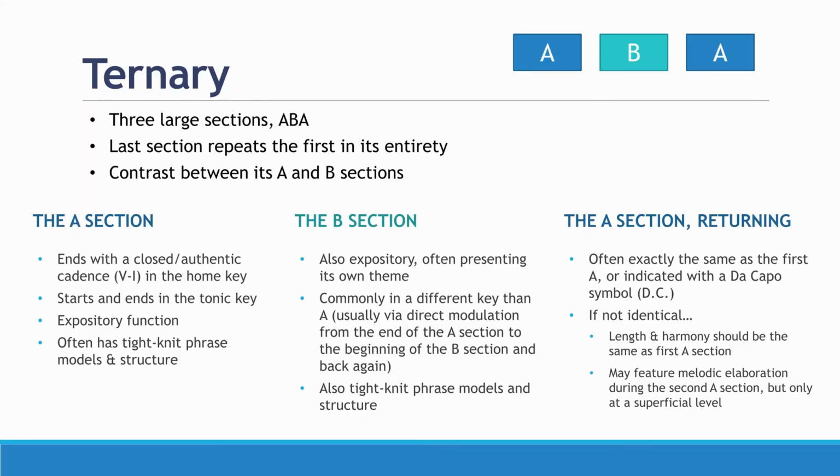So I also mentioned that ternary can modify that A section. If it does do that, it's going to modify it in superficial kind of ways. The length and the harmony should be the same as the first A section so that we can recognize it as having the same underlying structure. That return of the A section may feature melodic elaboration during the second A section, but really only at a superficial level. And what I mean by that is it might have, for example, added non-chord tones, but it's not going to have significant changes. Maybe it changes the octave of something, but it's not going to change the key, for example. Maybe it changes the orchestration, but it's not going to fundamentally change the harmony.